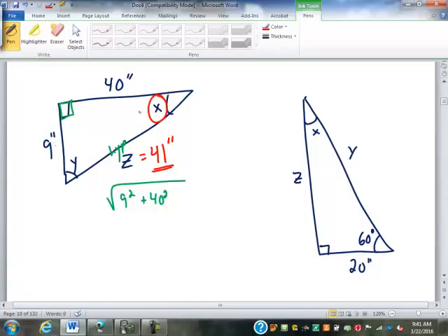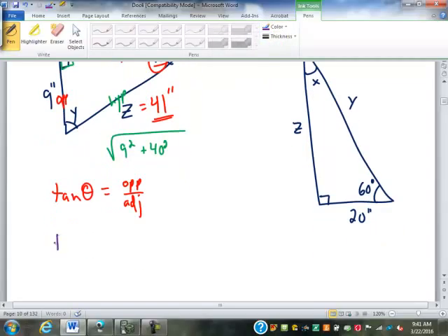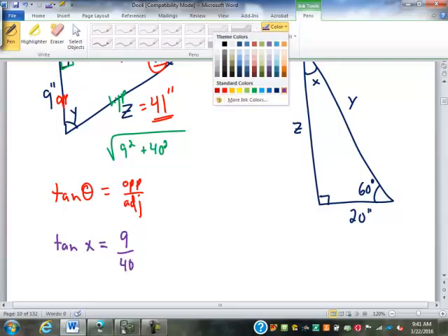So we've got the 9, which according to angle X, the 9 would be which leg? Opposite, and the 40 would be the adjacent. So we are looking at a tangent of an angle, which is opposite over adjacent. And then we fill in what we know. Do we know the angle? No, that is what we're looking for, X. Opposite side is 9. The adjacent side is 40. So now we're looking for an angle.